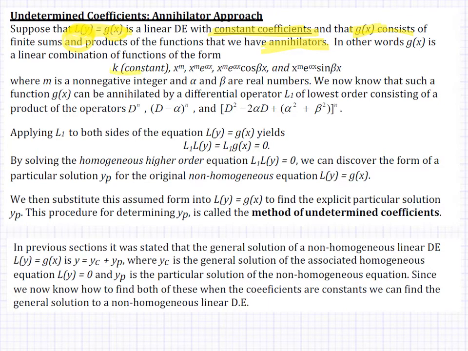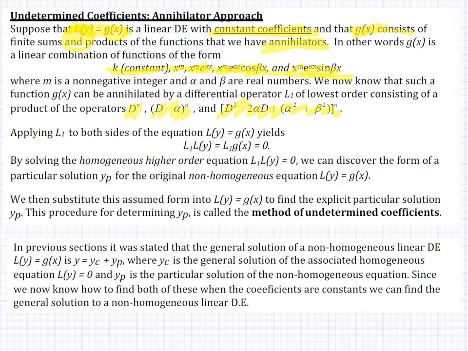So it's a constant, or a power function times an exponential, or a power function times an exponential times a cosine, power function times exponential times sine, or just an exponential, or just a cosine, etc. And so we know the annihilators are D to the n, (D minus alpha) to the n, and this (D squared minus 2 alpha D plus alpha squared plus beta squared) all to the n. These are our annihilators that'll work with these different functions. This is what we learned already.